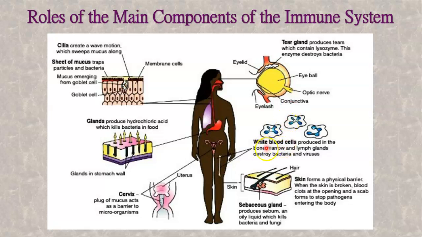Then we have the white blood cells of the blood, which are produced in the bone marrow of long bones and lymph glands. These white blood cells destroy bacteria and viruses. Okay, these are the roles of the main components of the immune system.